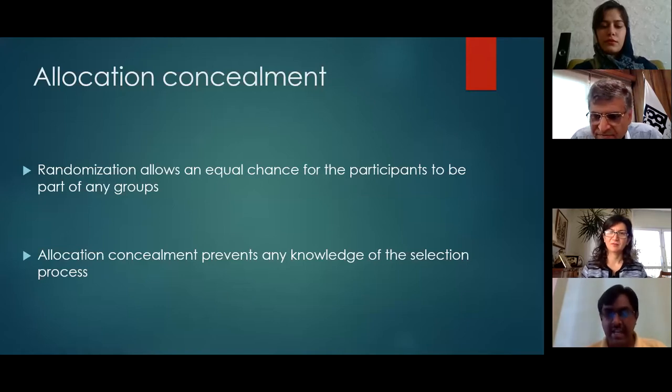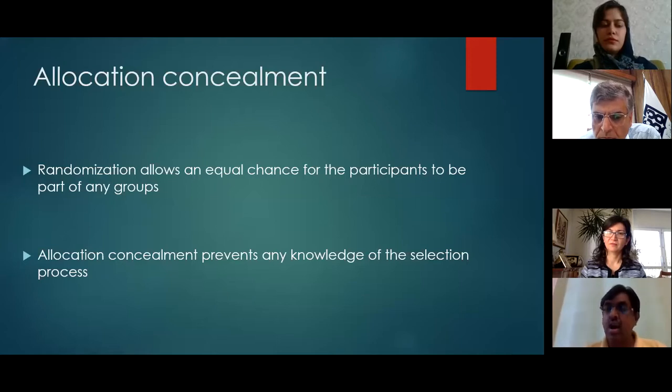The next is allocation concealment. For example, I want to know the effect of pre-medication on inferior alveolar nerve block. One group is placebo, another group is ketorolac, for example. So the patient should not be aware which tablet the patient is taking. So we are masking that. For example, we create a capsule for the placebo also, so that the patient does not know which tablet the patient is taking. That is allocation concealment.